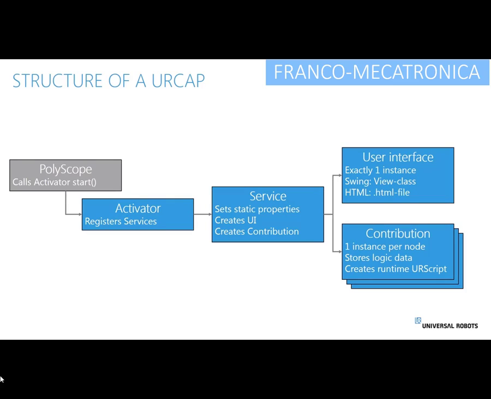Recall that a URcap consists of a number of different Java classes. First, Polyscope calls the activator, and the activator registers the various services the URcap provides to Polyscope. The service will create the user interface, or view, and the contribution when these are needed.